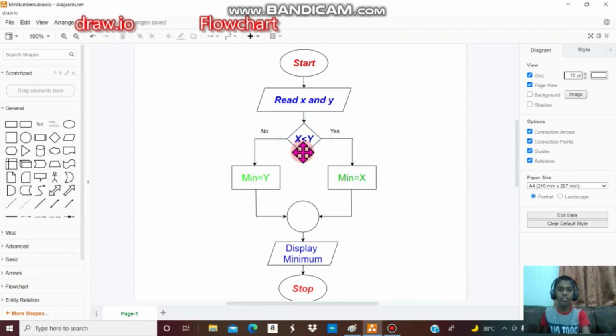The point is about the decision box and the greater than symbol and the less than symbol. These are the symbols. Our goal was to find out the minimum number using two numbers, and our other goal was to find out the maximum number using two numbers. Both are the same, but for one we are using minimum, for the other we are using maximum. That's the difference.